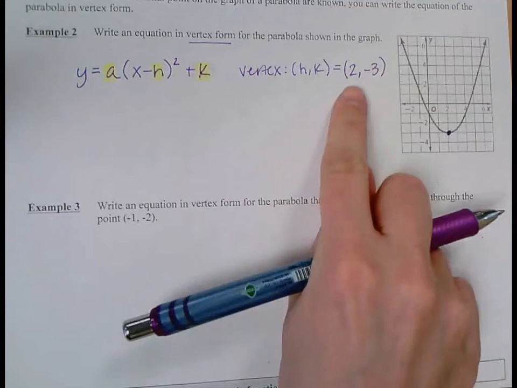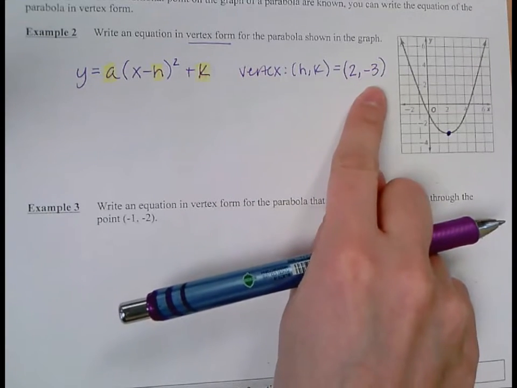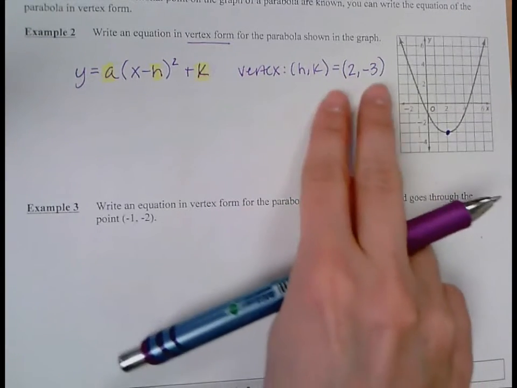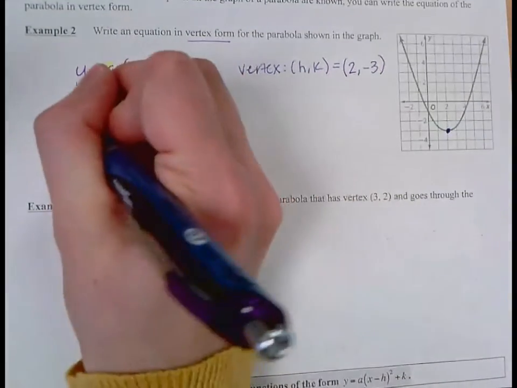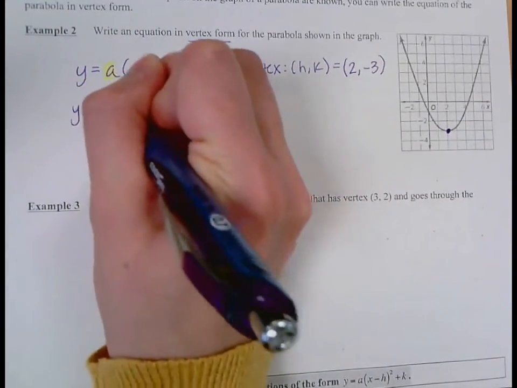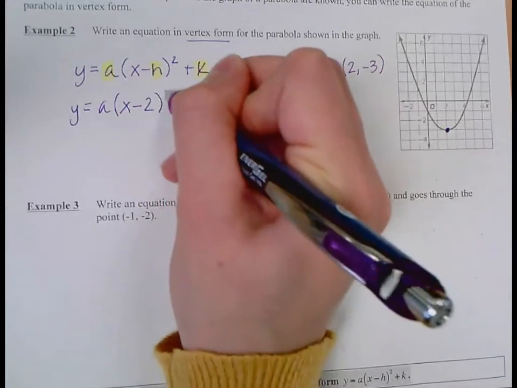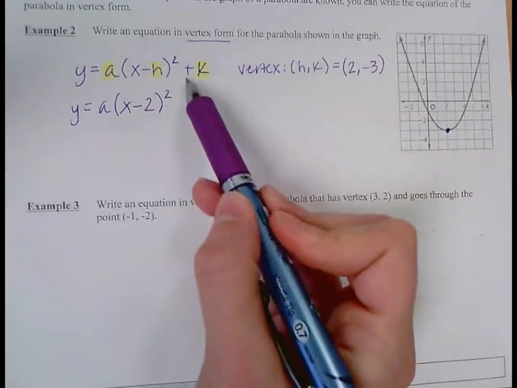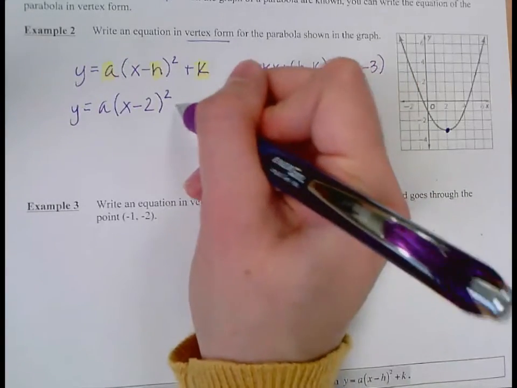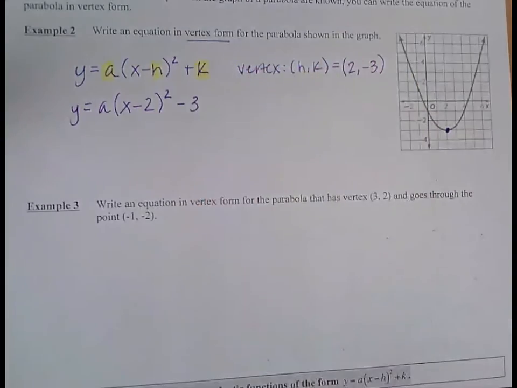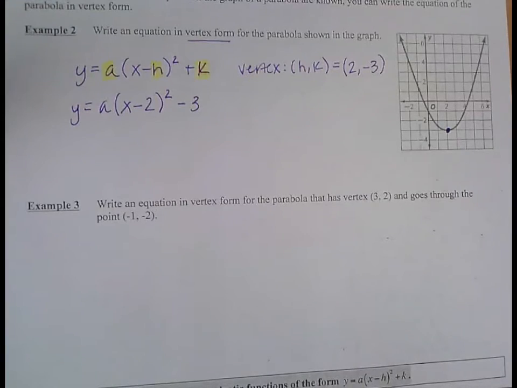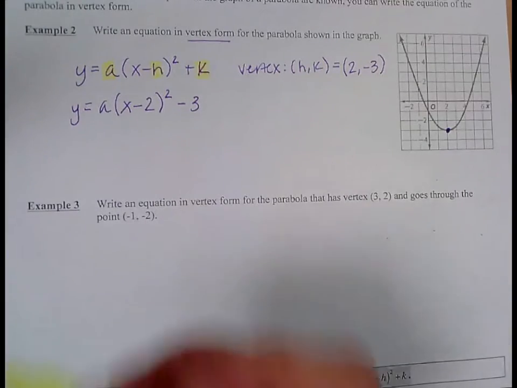So that gives us that our H value is 2 and our K value is -3. So I'm going to plug those in. I have y equals A times the quantity x minus 2 squared. And then since K is -3, I can either write plus -3 or just -3. And then I still need to find A.